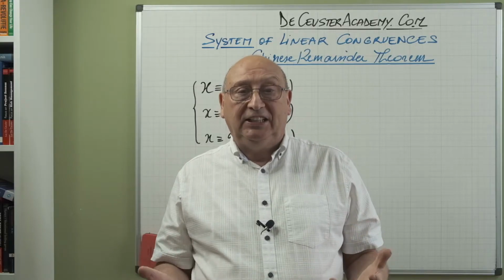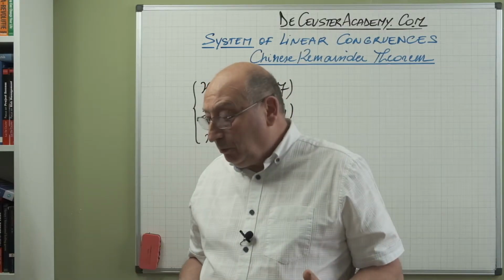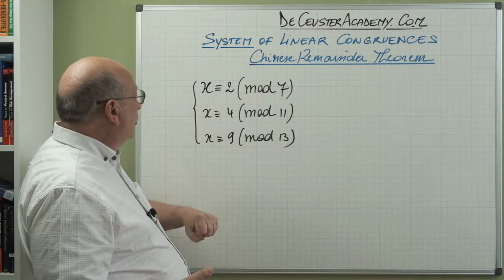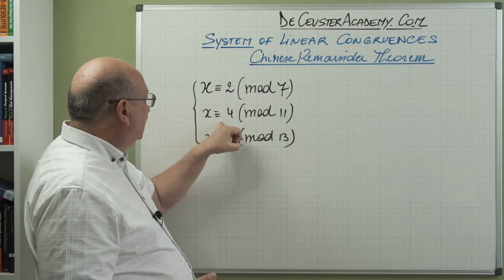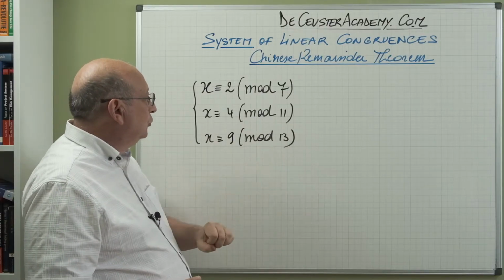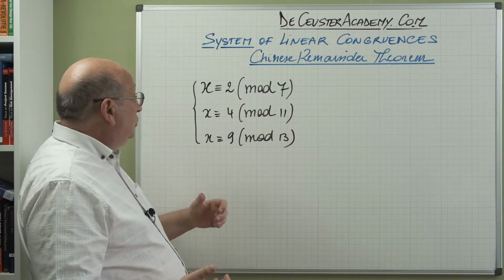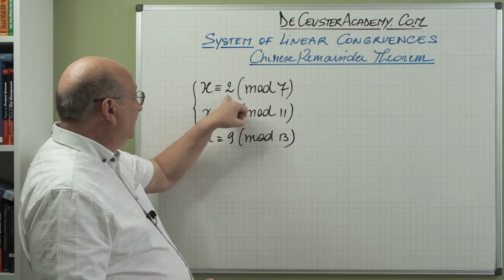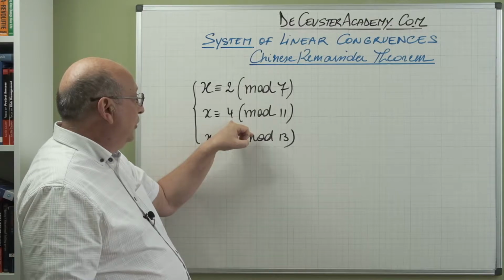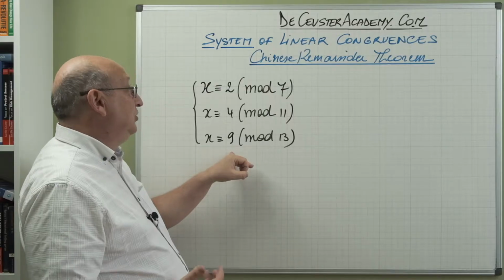In this video I will talk to you about the Chinese remainder theorem, and we are going to resolve a new problem. This problem is composed of three linear congruences. x is congruent to 2 modulus 7, x is congruent with 4 modulus 11, and x is congruent with 9 modulus 13. Basically it means we're looking for a number x, which when we divide it by 7, the remainder is 2. When we divide x by 11, we have a remainder of 4. And when we divide x by 13, the remainder is 9.